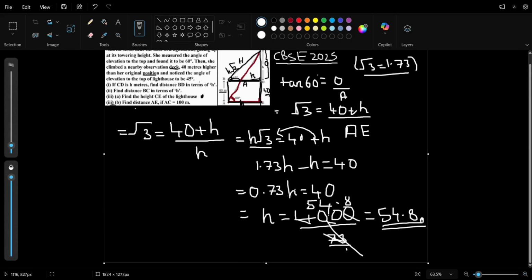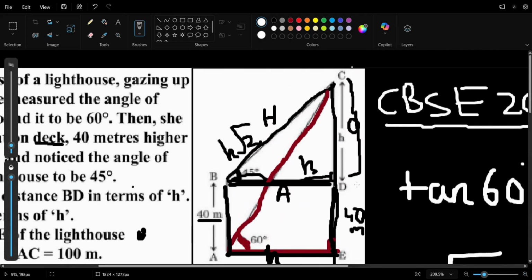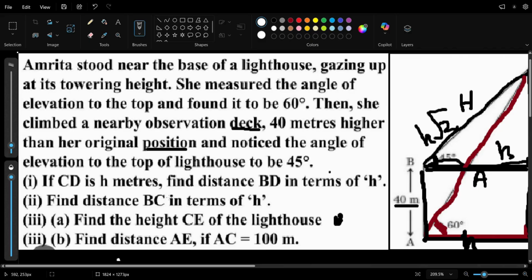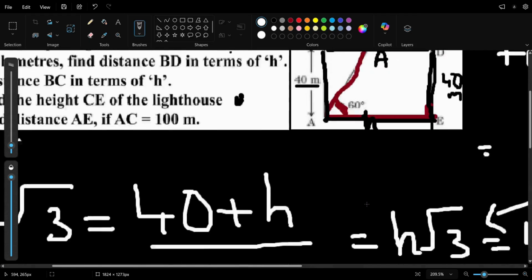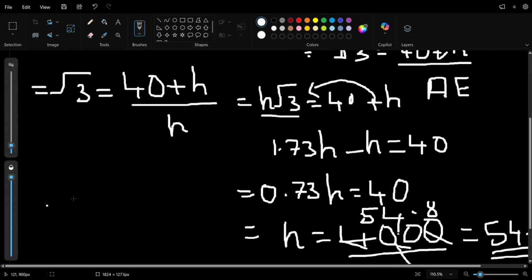So right now, if H is 54.8 meters, then CE is equal to H plus 40, because they're asking us to find CE. They ask us to find CE. So for finding CE, it's H plus 40. So here H plus 40 is nothing but, I'll write here. So CE is equal to H, which is 54.8 plus 40.